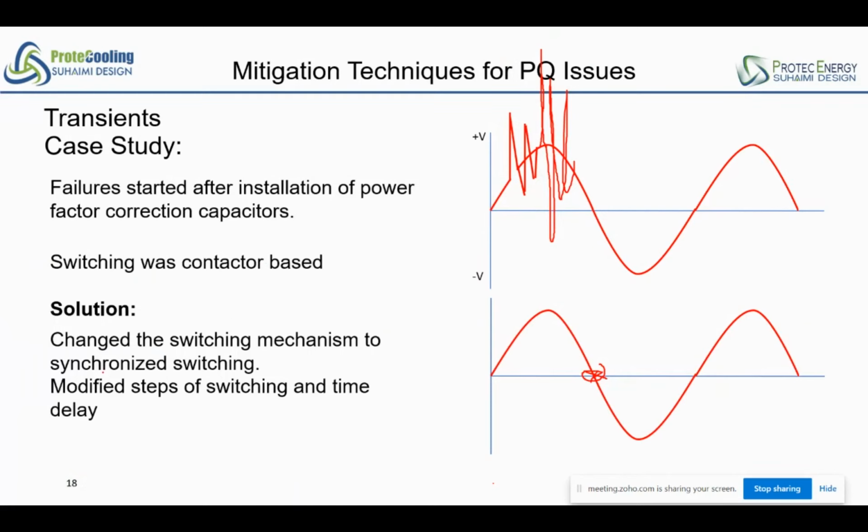So what we did, we asked the plant team to change the switching mechanism to thyristor-based switching, which they did, and they modified the steps of switching and time delays. After that, the issue was solved.